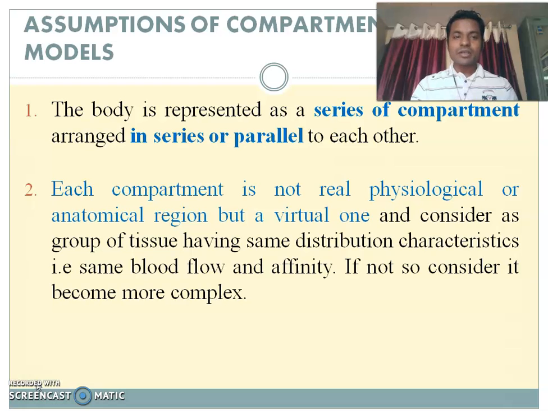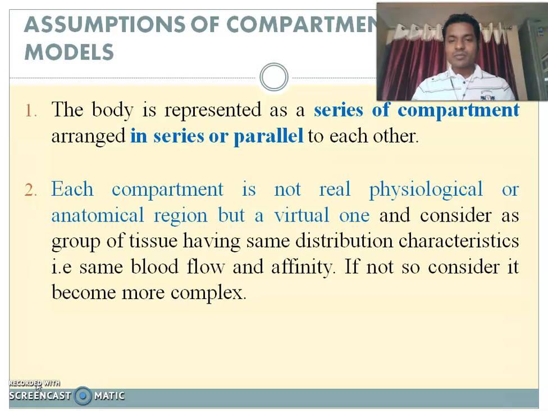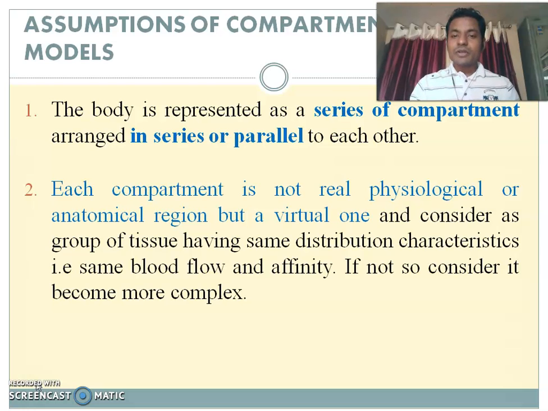So what is the first assumption? The body is represented as a series of compartments, and those compartments are arranged in series or parallel to each other. So we have to consider that the body has different compartments, arranged in series or parallel, and the movement of drug molecules between the compartments is reversible. Then second, each compartment is not a real physiological or anatomical region, but is a virtual one. Though it is not real, we have to consider it.